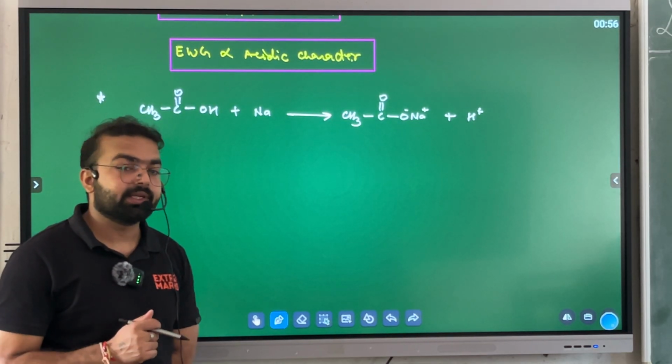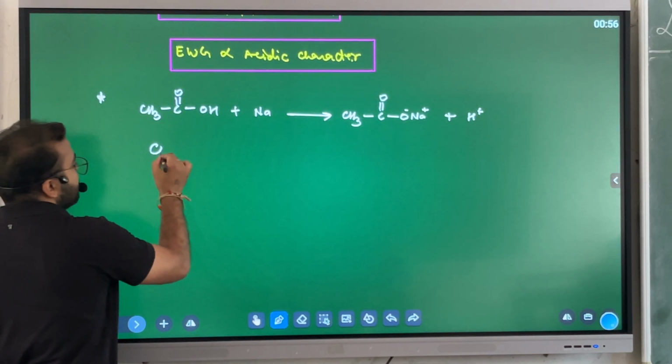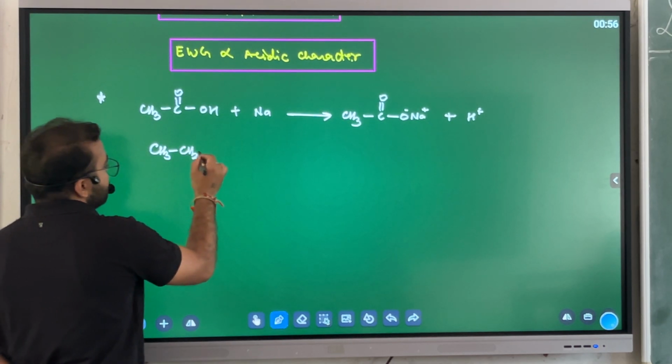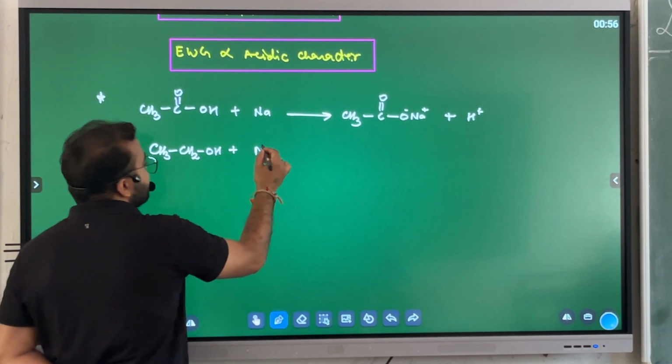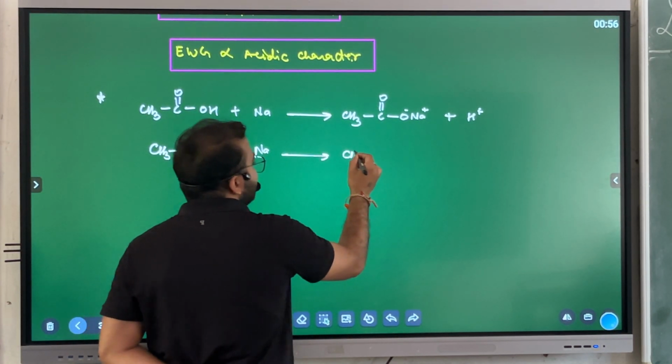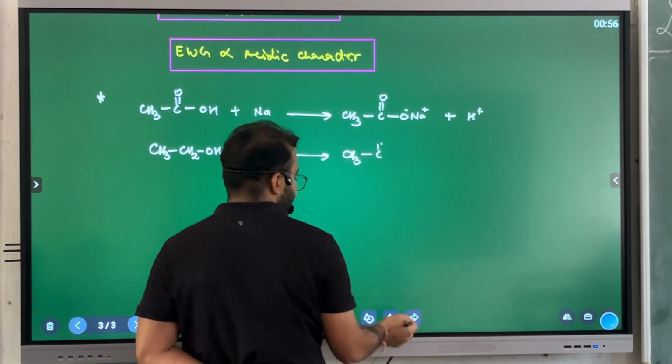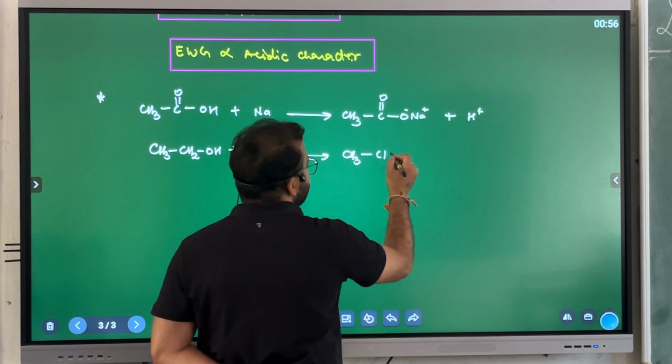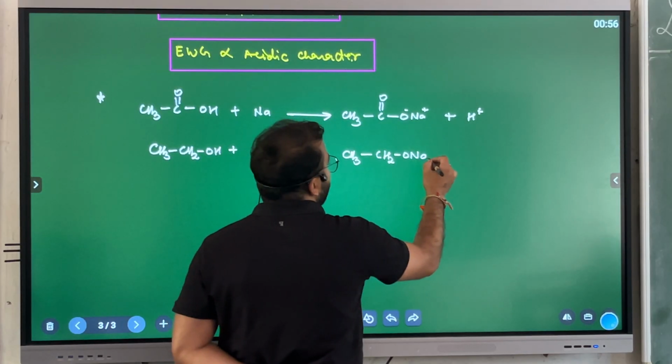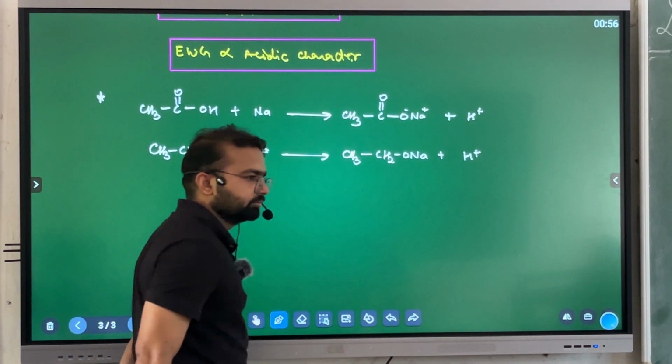Carboxylic acids are highly reactive acids in comparison to alcohols. But why is it so? If I have alcohols, let us take CH3CH2OH, and I react it with sodium, the answer will be almost the same behavior. That is CH3CH2ONa and plus H plus.